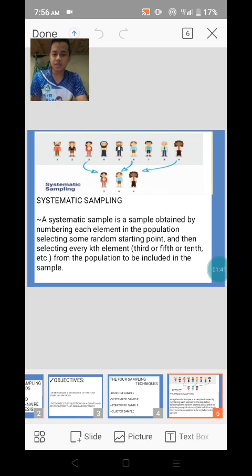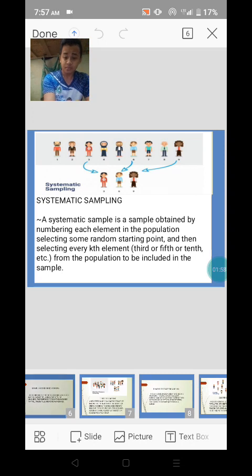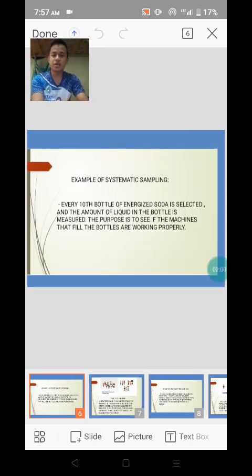A systematic sample is a sample obtained by numbering each element in the population, selecting some random starting point, and then selecting every kth element, the third or fifth or 10th, etc., from the population to be included in the sample. Example: every 10th bottle of energized soda is selected and the amount of liquid in the bottle is measured. The purpose is to see if the machines that fill the bottles are working properly. In short, systematic sampling is determined by every 10th, every third, or every fifth.